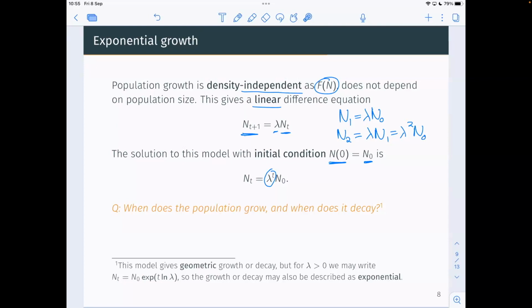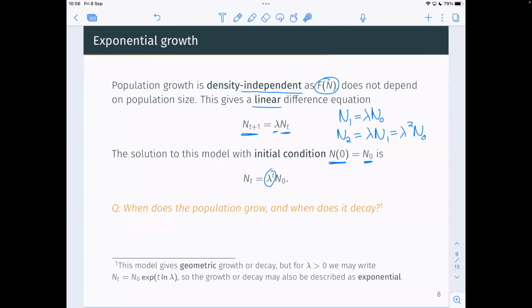And then you know that when you're on one side of that, it's going to have one behavior, and on the other side, it's going to have a different behavior. Okay, so biologically, what does this mean then? Well, each individual has to be producing at least more than one surviving individual in the next generation for it to grow. So that kind of makes sense, right?